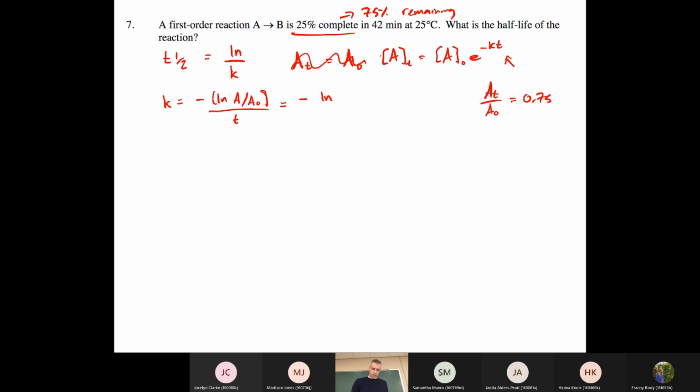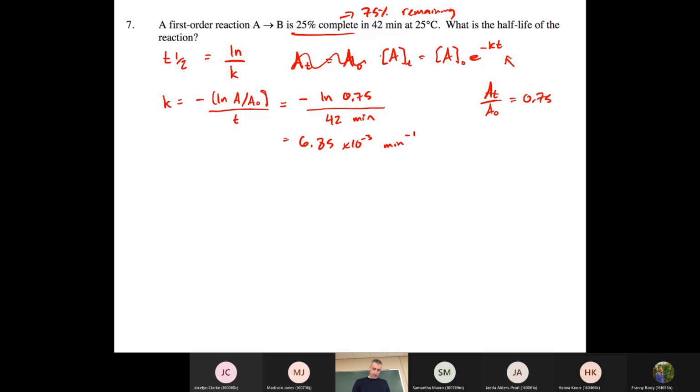So this just becomes negative natural log of 0.75, divided by 42 minutes, and that equals 6.85 times 10 to the minus 3 minutes to the minus 1. That's K. We're good. We have units of time to the -1, which is great because this is a first order reaction. So these are the correct units.